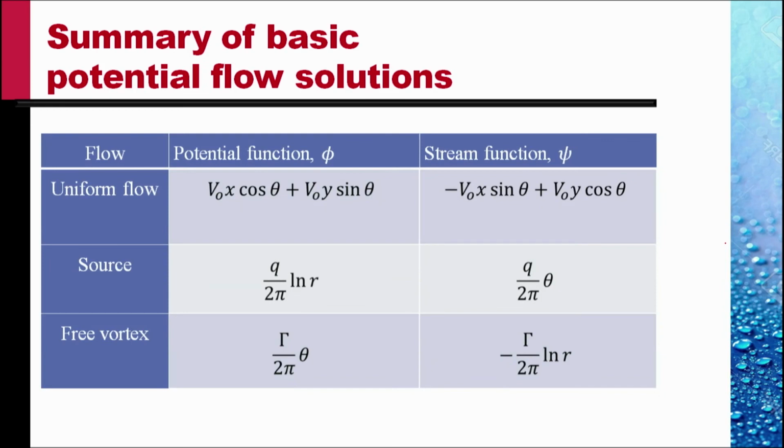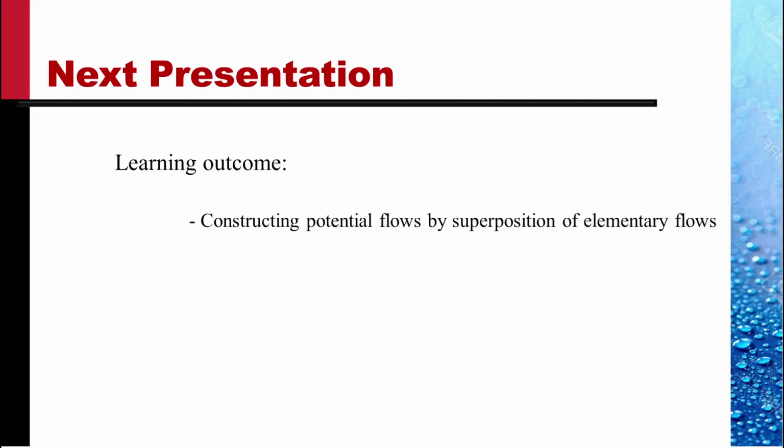So let's summarize the three basic potential flow solutions that we studied so far: a uniform flow, a source flow, and a free vortex. We will build up the solutions of more complex flows from these basic flows in the next lectures.